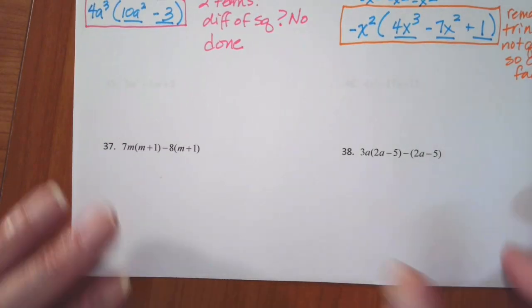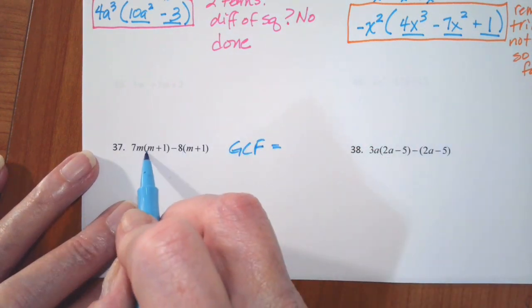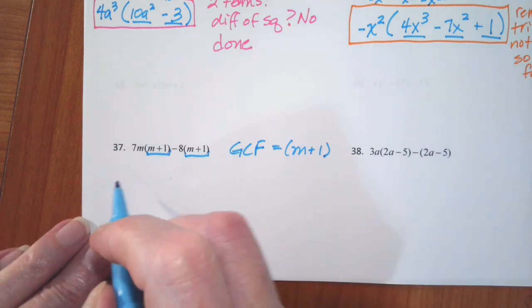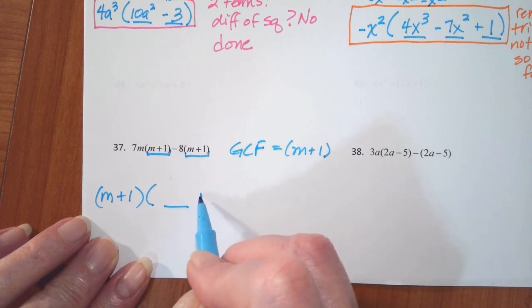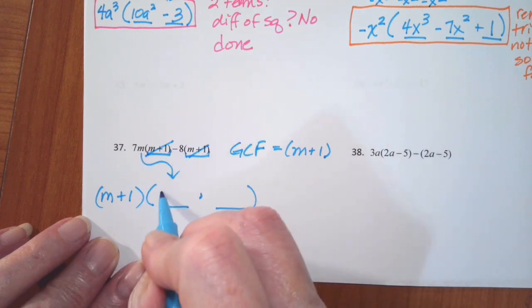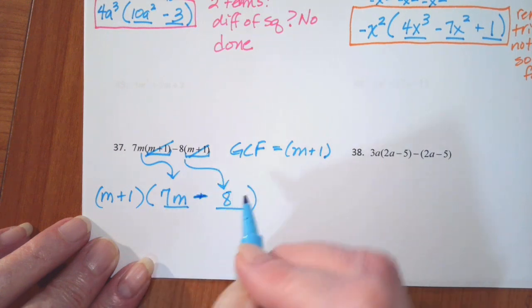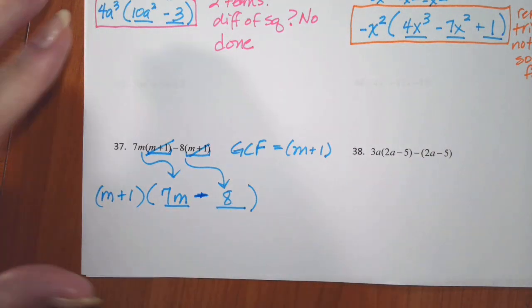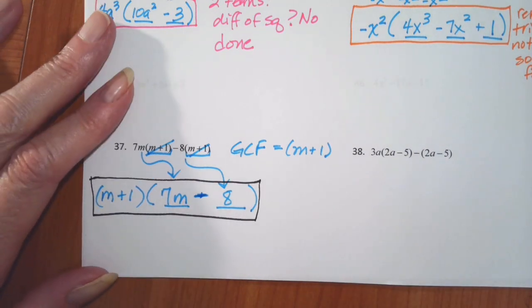Okay, so on 37, again, I'm always going to look for a GCF. Well, this one has a common binomial factor. So I'm going to write this as m plus 1 times, and when I do that, I've got 2 terms left. When I get rid of that, I'm left with 7m minus 8. This is not a difference of squares, so I'm done. There's my answer.